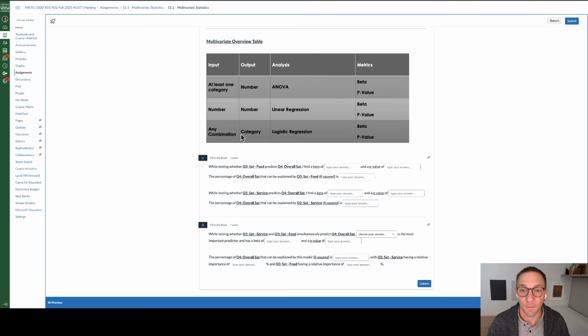If our output, though, is a category, it doesn't really matter what our inputs are at that point when we have multiple predictors. They could be all numbers, they could be all categories, they could be a mixture of the two. It doesn't matter. We're going to do a logistic regression. All right. So just bear that in mind.